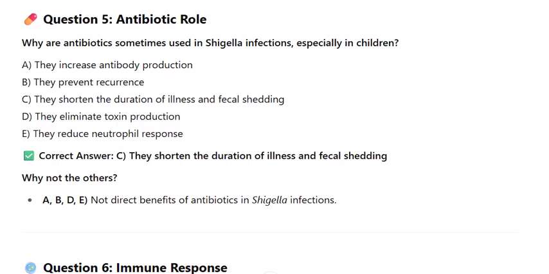Why not the others? A, B, D, E. Not direct benefits of antibiotics in Shigella infections.